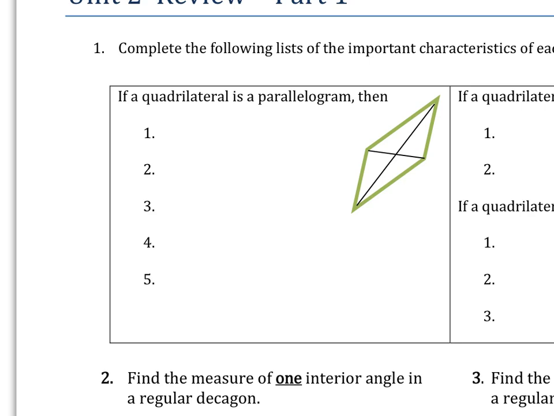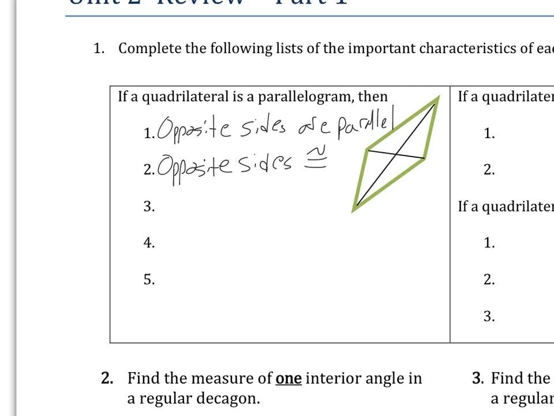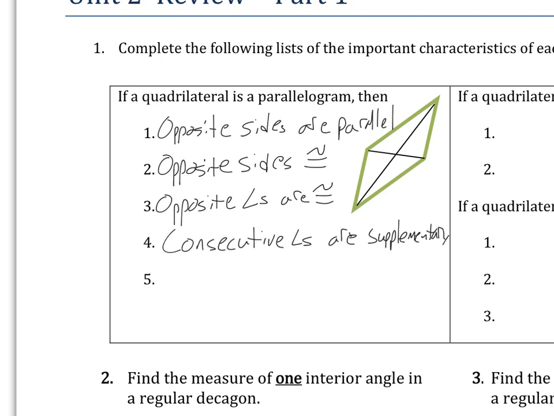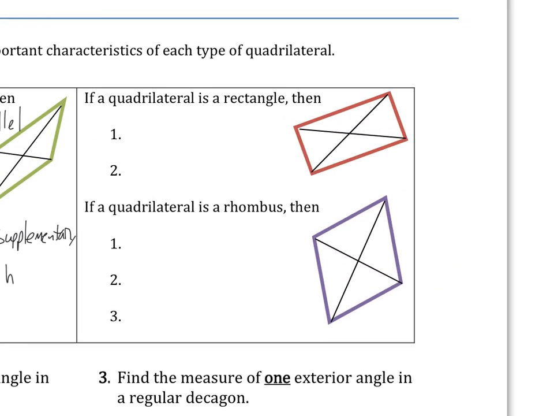We got 5 things we know about a parallelogram. We know that opposite sides are parallel. Opposite sides are congruent. Opposite angles are congruent. Consecutive angles are supplementary. Remember, consecutive angles are ones that are right next to each other, so this angle here and this angle here in the green parallelogram. And finally, the diagonals bisect each other. So those are the 5 things that we need to be familiar with in a parallelogram.